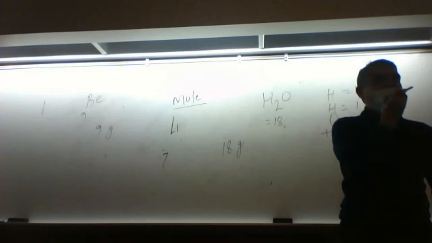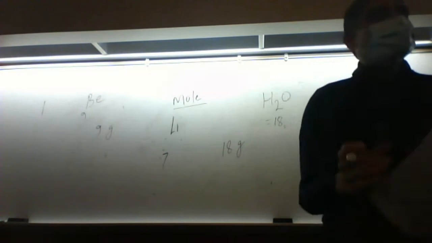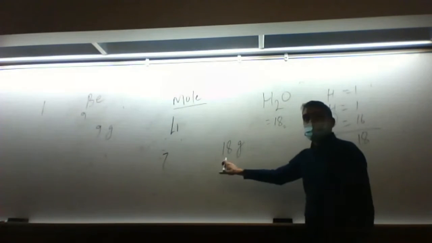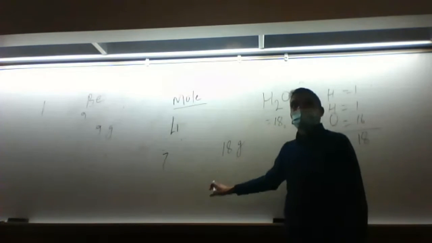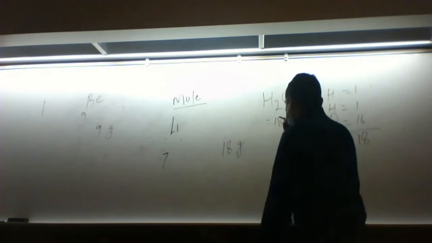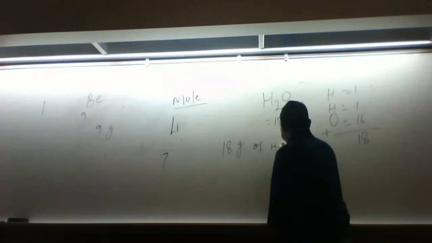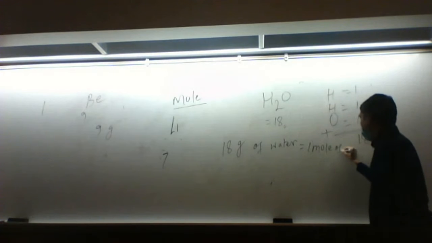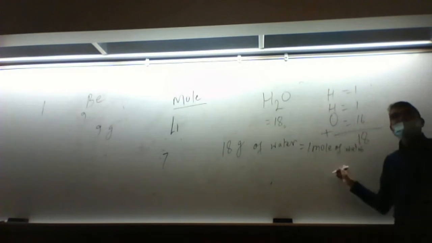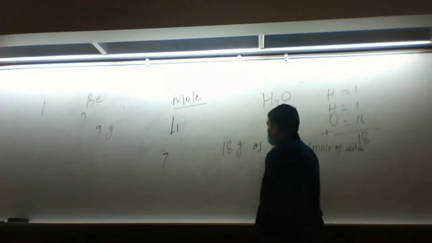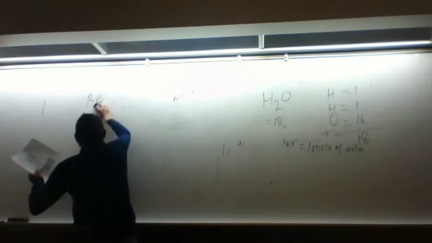Make sense? So you need to calculate the mass from the periodic table and go to the laboratory, and you need to measure equal to that number in gram, not kilogram, not pound, in gram. Good. So 18 gram of water is called 1 mole of water. Make sense? Very important. Now let's look at another one.